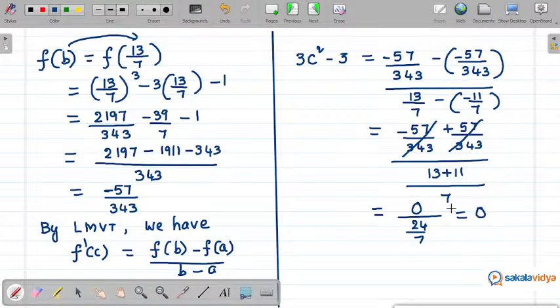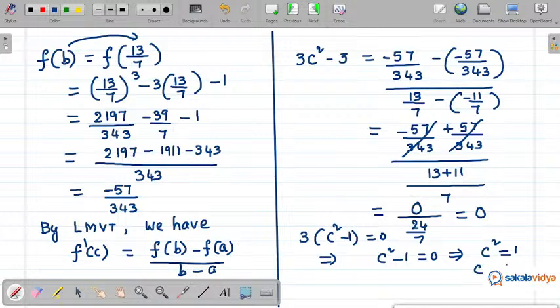3c square minus 3 is equal to 0, you will get it. So divide both sides by 3. Actually we have 3 common. c square minus 1 is equal to 0. So that implies c square is equal to 1. c is equal to plus or minus root 1, plus or minus 1.